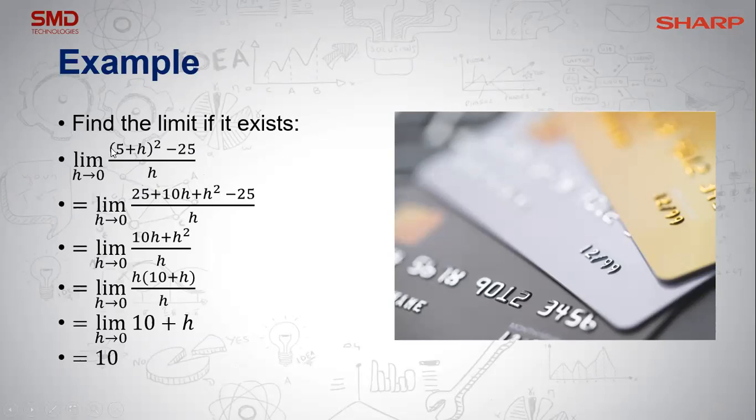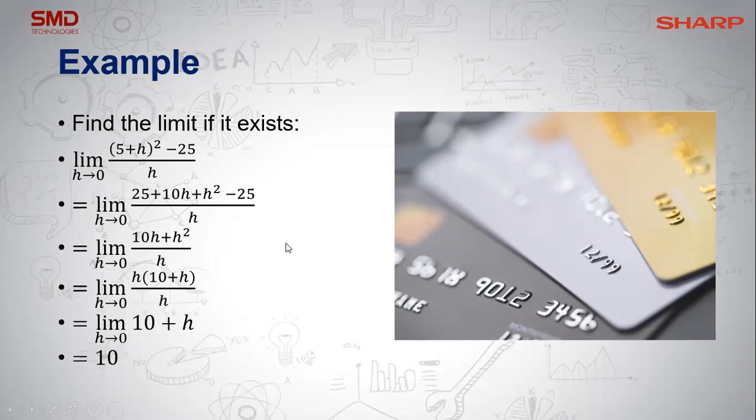So we need to simplify our numerator first, and we can say 25 minus 25 leaves us with 10h plus h squared. Here we can see quite easily that there's a common factor of h, so we take it out. So we have (10 plus h) times h over h. Here again, now we can cancel. So now we've got 10 plus h, and there's no problem substituting in the 0 for the h. So we've just got 10. All right.